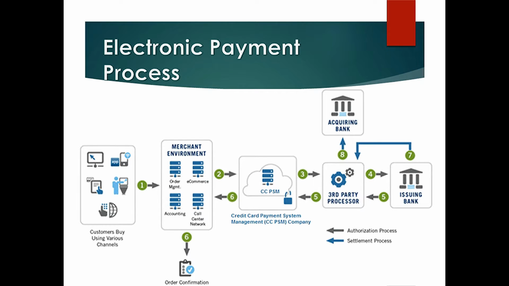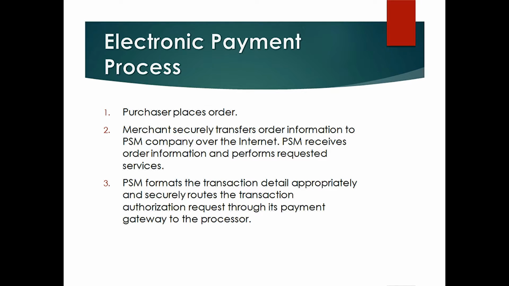This image shows the electronic payment processes. Firstly, the buyer places the order, then the merchant securely transfers order information to the PSM company over the internet. PSM receives the order information and performs requested services. Then PSM formats the transaction detail appropriately and securely routes the transaction authorization request through its payment gateway to the processor.